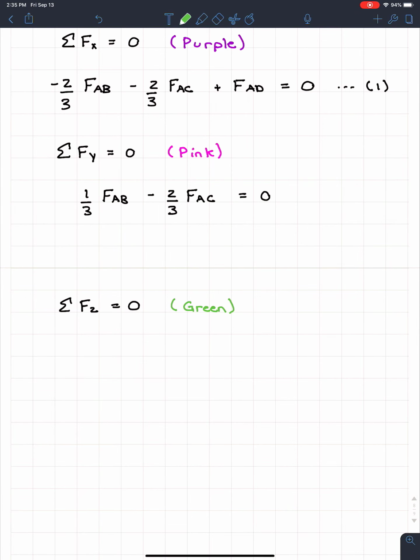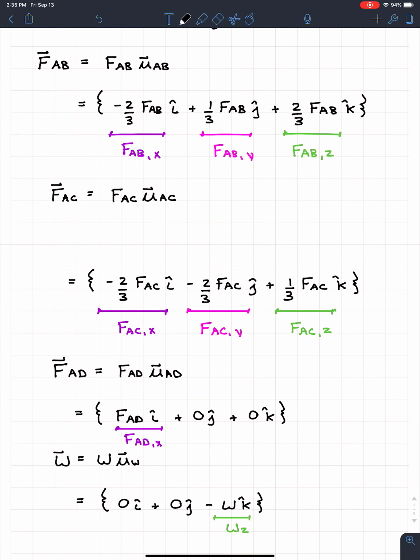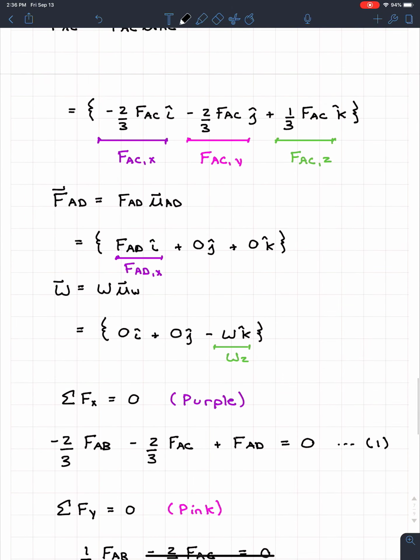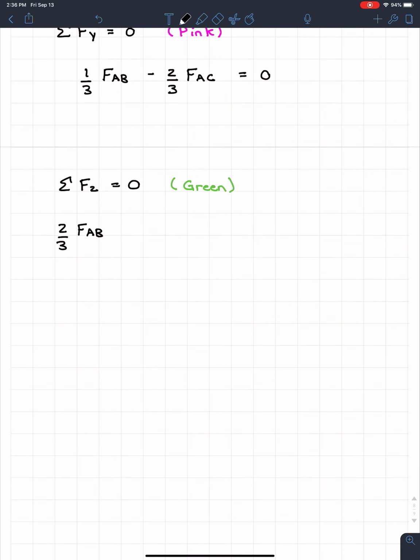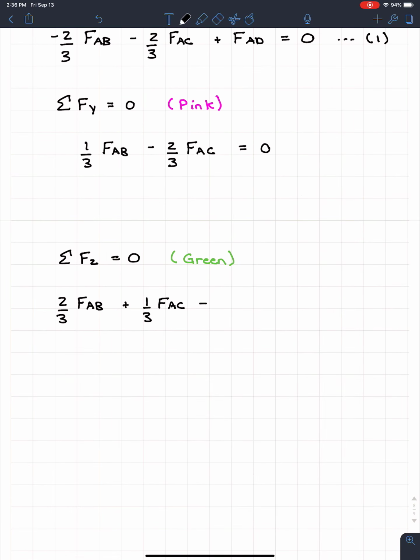Perfect. So we're going to go up to the top. Check. Oh, well, FAB up here has a green component. It's 2/3 FAB. So 2/3 of FAB. Now we're going to look up again. All right, FAC also has one. It's 1/3, so plus 1/3 of FAC. And then minus, of course, we know that the weight has a component going downwards, so minus W is equal to 0. And this is our equation 3. And I forgot to label this as equation 2.